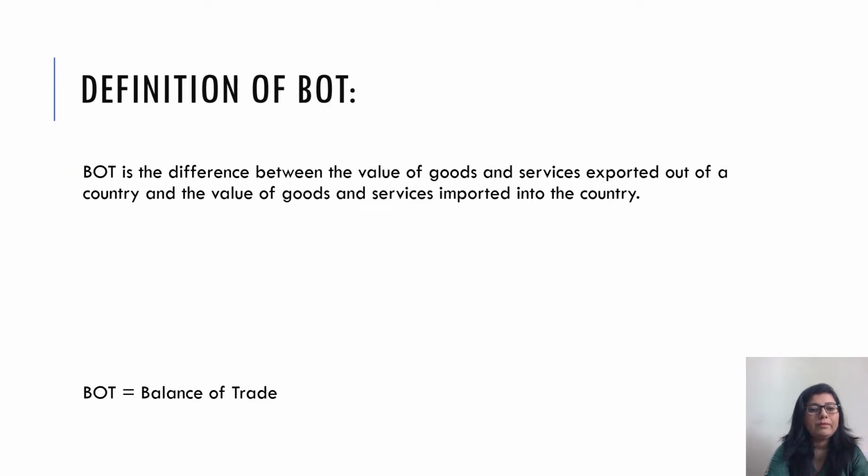So, the definition of balance of trade. Balance of trade is the difference between the value of goods and services exported out of a country and the value of goods and services imported into the country. I use two terms, exported and imported. Export means we sell goods and services. Import means we buy goods and services.